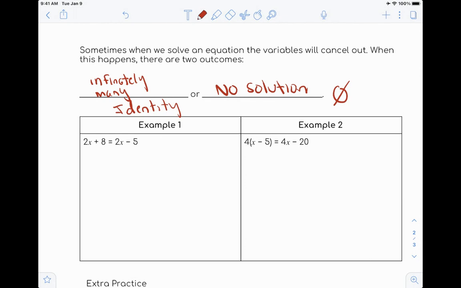Okay, so if we look at example 1, if I subtract 2x from both sides of the equation, the variable drops out on both sides. And then I have this equation, 8 equals negative 5. Well, that is not true. That's not a true statement. So in this case, there is no real number that would make this equation true, so there is no solution.